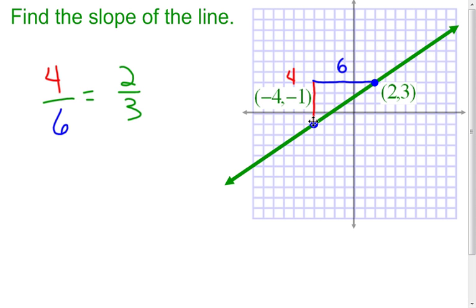Now had this line gone up and to the left, my 6 would have been negative, so I'd have 4 over a negative 6. It would have left me with a slope of negative 2/3. So just be careful when you take that approach.